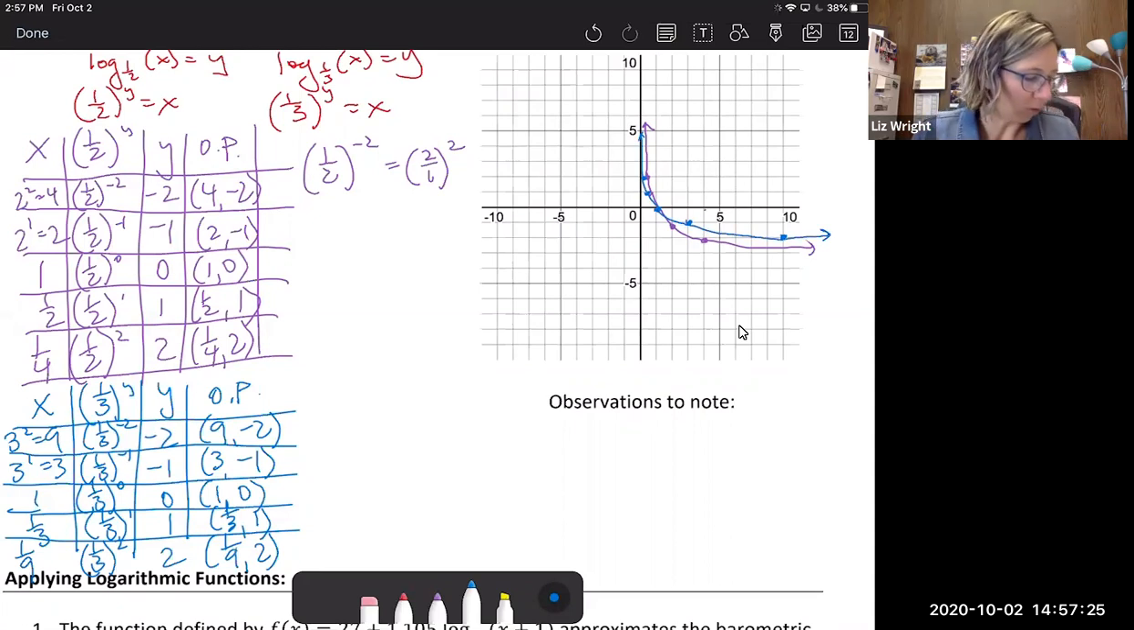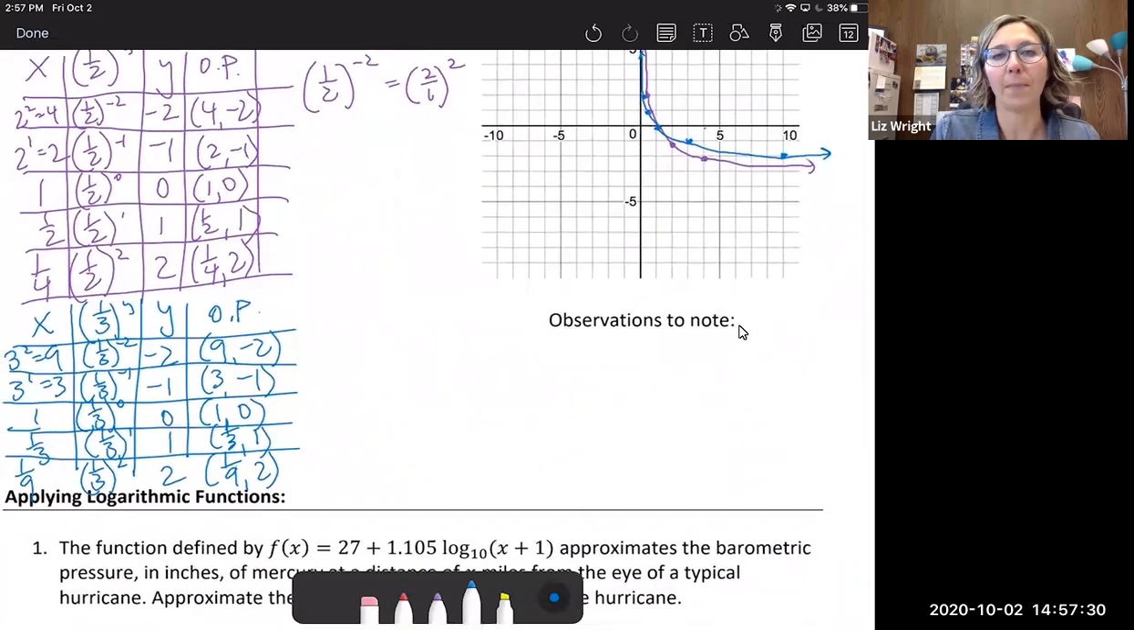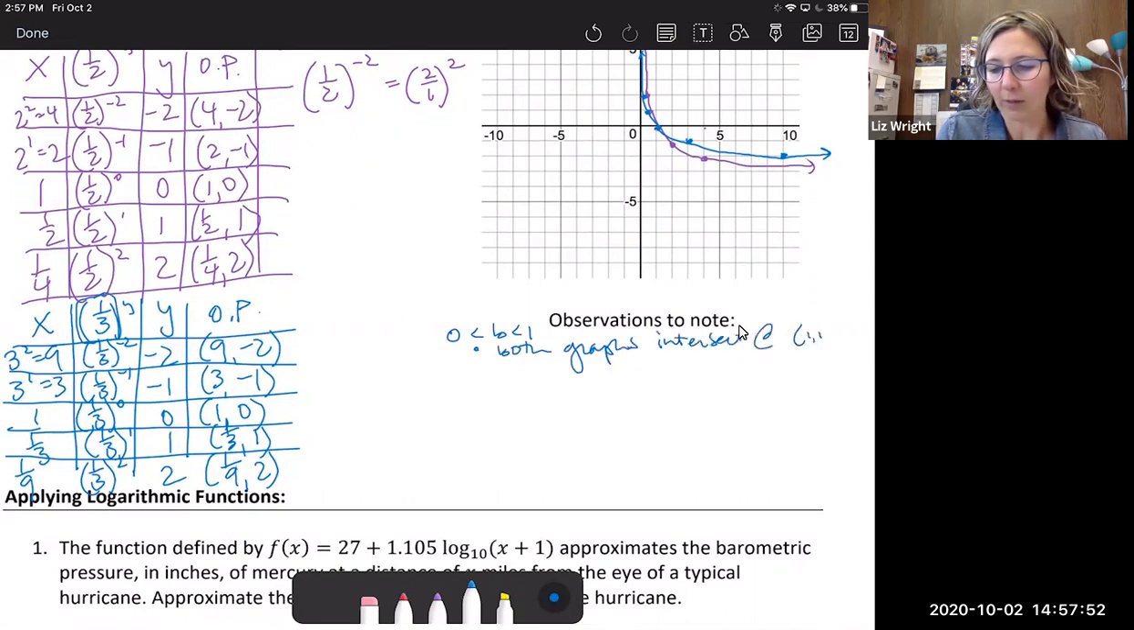All right, so what are our general observations? So the last one we talked about was for a base that's going to be greater than 1. Again, remembering that your base is right here. For this one, it's going to be for base values that are greater than 0 but less than 1. And we're still going to have that both graphs intersect at (1, 0). Graphs cross the x-axis, but not the y.